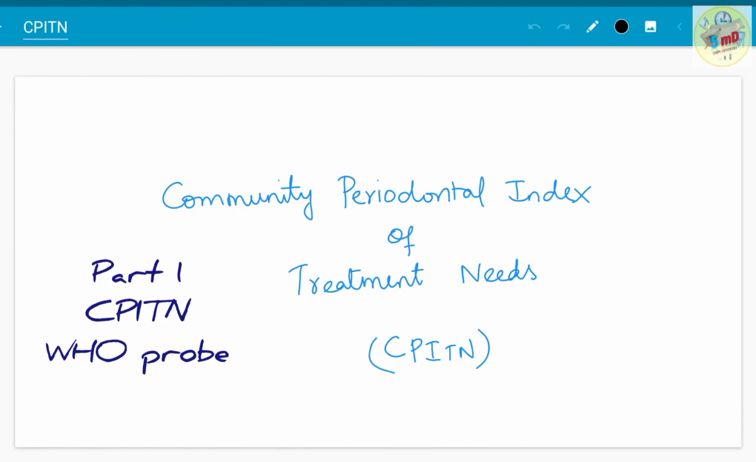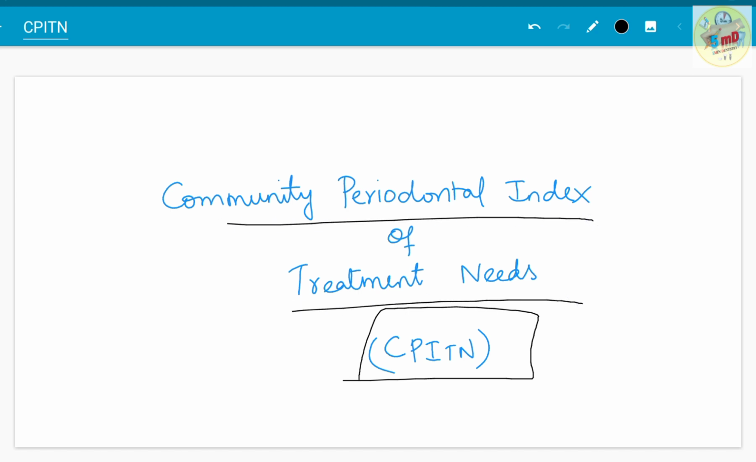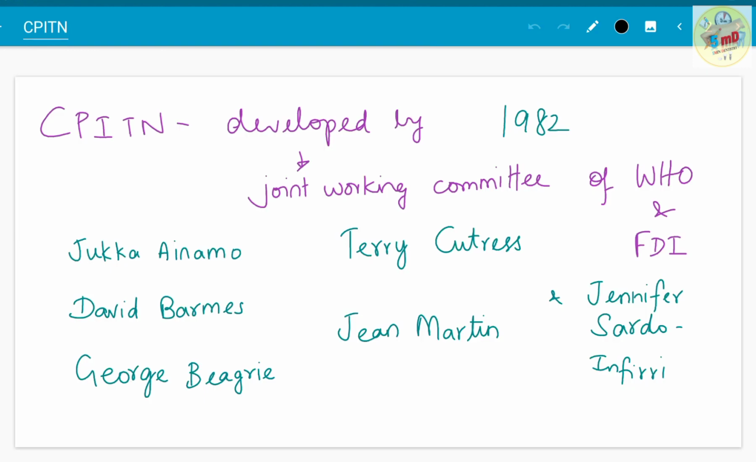Hello all, in this video we will see about CPITN index, that is Community Periodontal Index of Treatment Needs. This question can be asked as a short note for you, and it is good to know this for your practical examination also. In public health dentistry, this is an important topic which you need to know about.